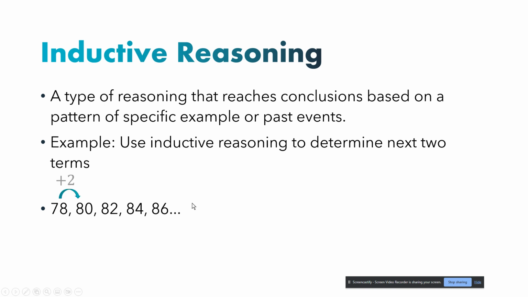So every single time we're adding 2, as you can see. So when we add 2 again, we get 88. And after that, we're going to get 90. So that's what we're doing. We're just looking for patterns. This is a case of a pattern.